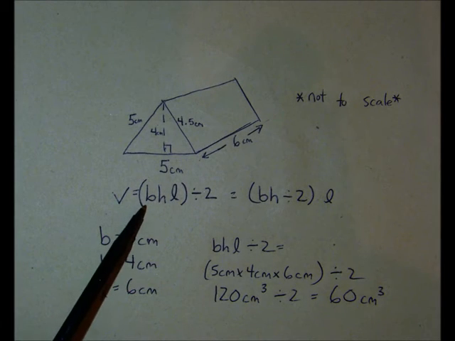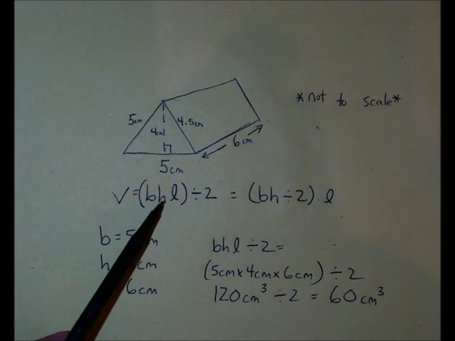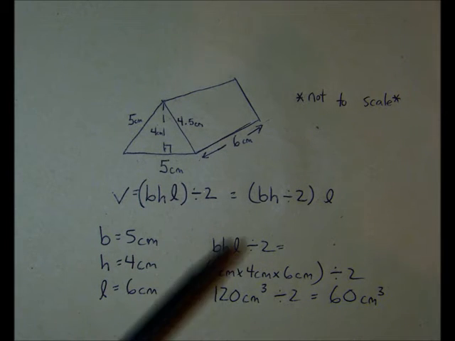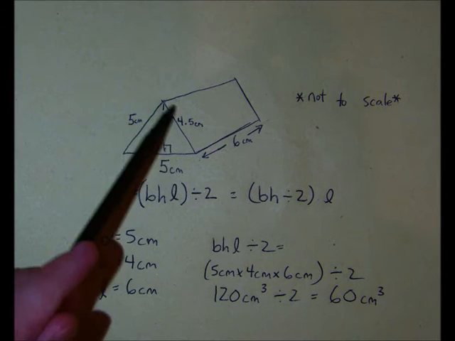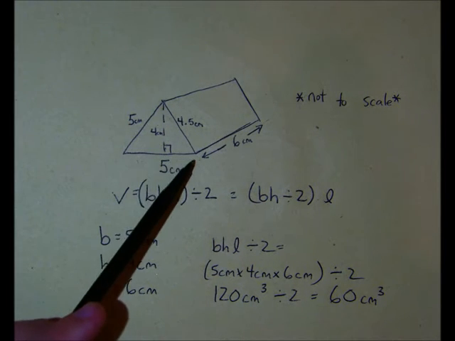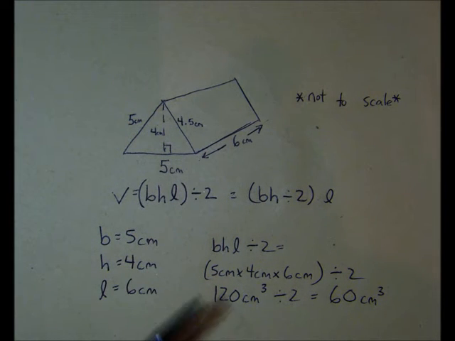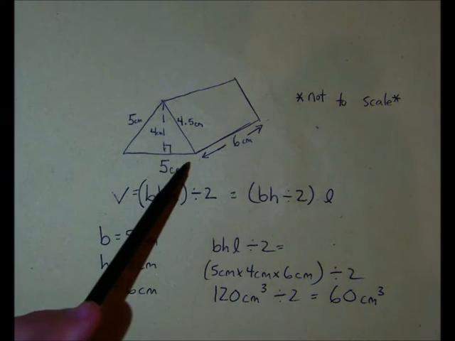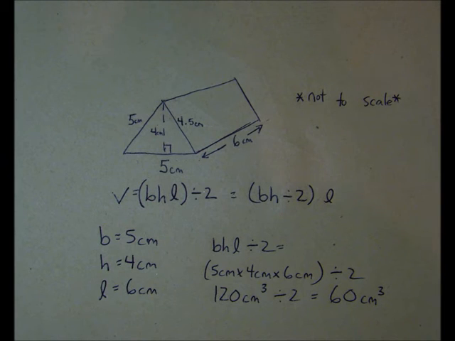So just to recap, you multiply base times height times length, and you divide that by 2. And the other way of looking at it, as I mentioned, was find the area of the triangle and then multiply it by however long it is. So the way you find the area of a triangle is base times height divided by 2, and then you multiply it by how long that prism is. I will go on to surface area in just a moment.